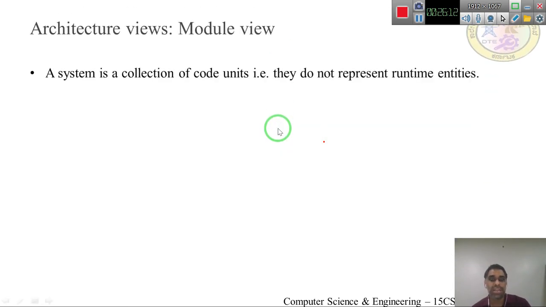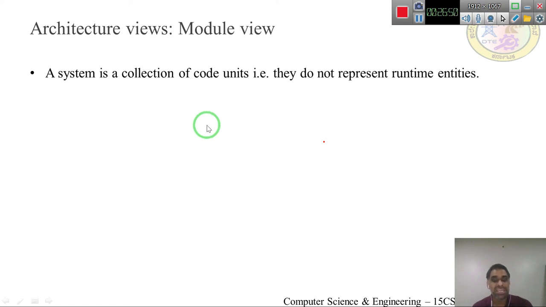So let us now try to understand what a module view is. Here the elements are modules. So in the module view, what would be the elements? We understood that in an architecture view, there would be elements, and what is the relationship between elements. So what does an architecture view say? What is the element and what is the relationship between elements. So in the module view in particular, what would be the elements? The elements would be the modules. So what is a module then?